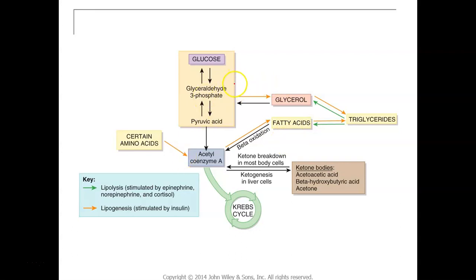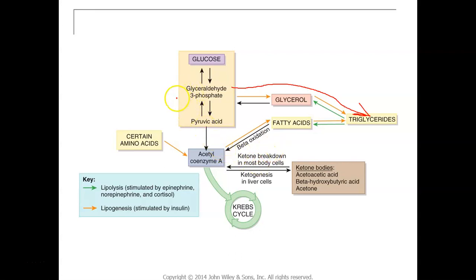We can see insulin causes the conversion of glycerate 3-phosphate. Eventually, we're going to have that. Remember that glycerone phosphate we had in glycolysis? Eventually that's going to lead to triglycerides.